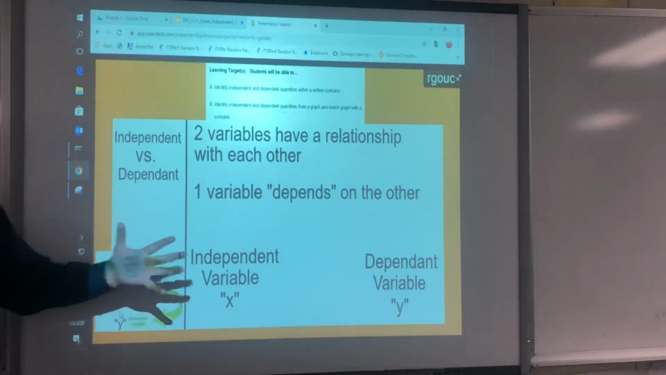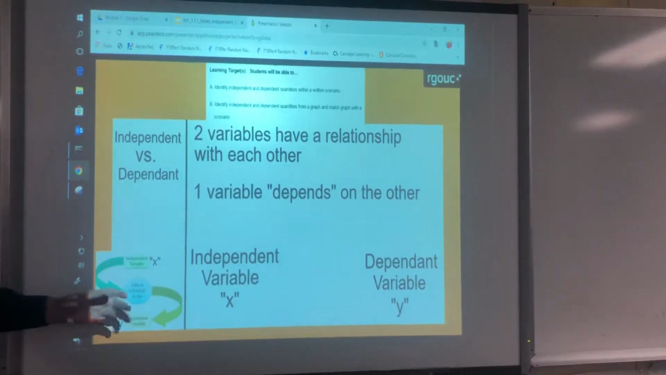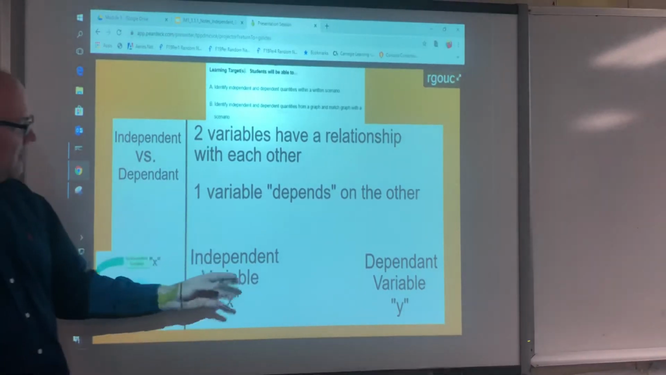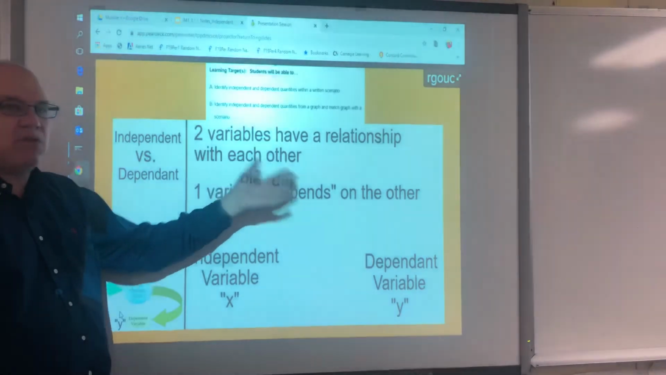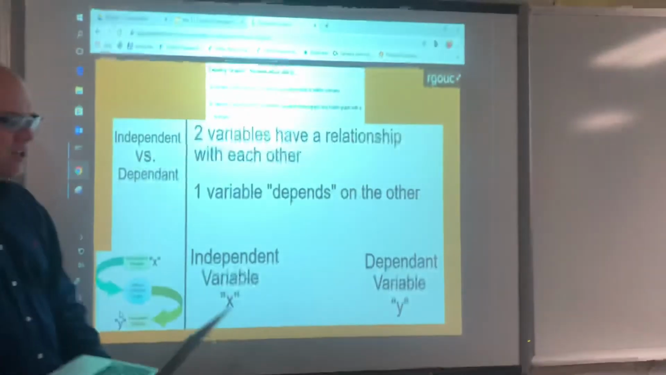Okay? So you think of what comes first. Some people like to think of that. I like to say to myself, take the two quantities, which one depends on the other. So let's look at some examples.